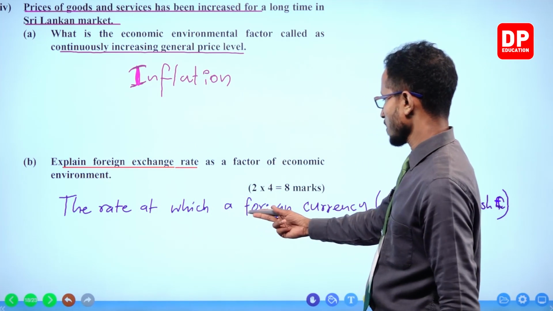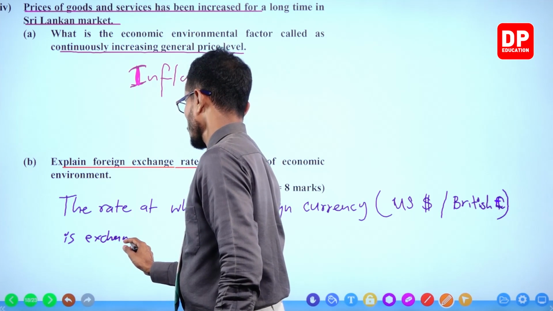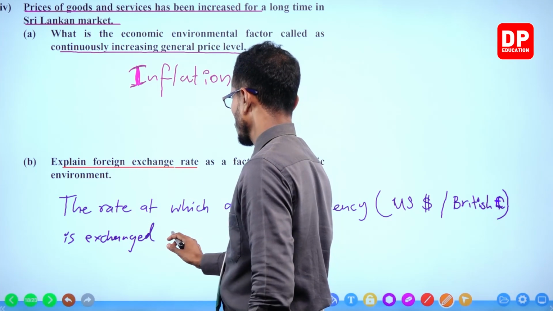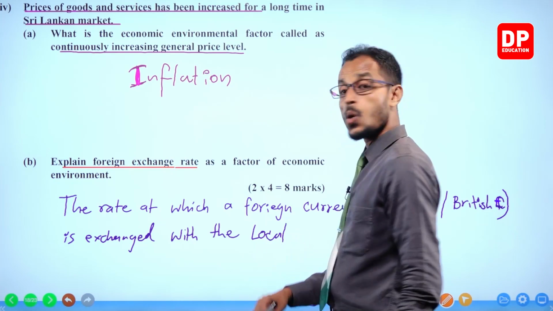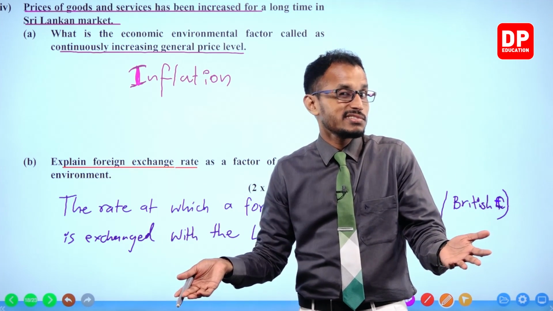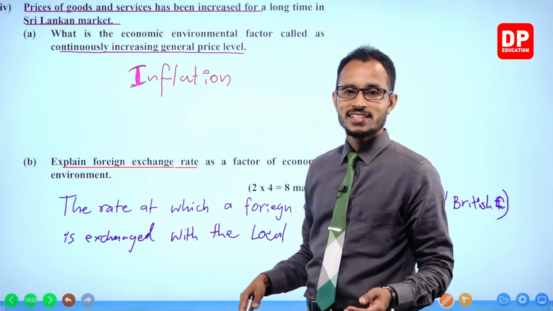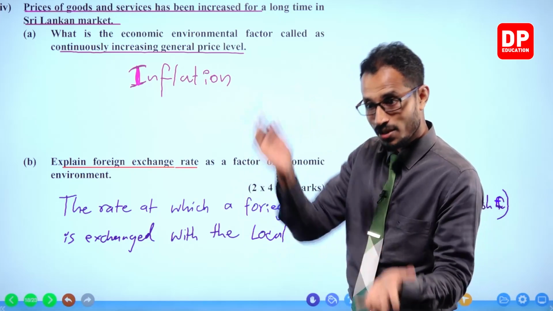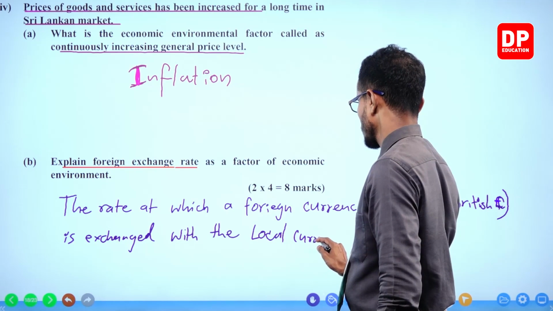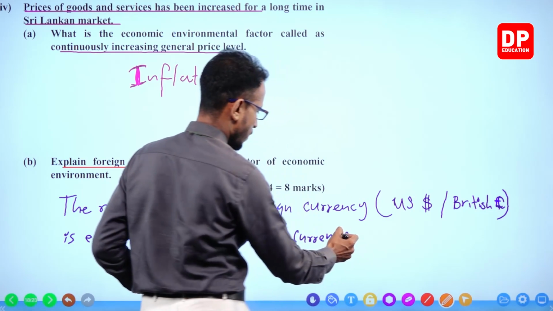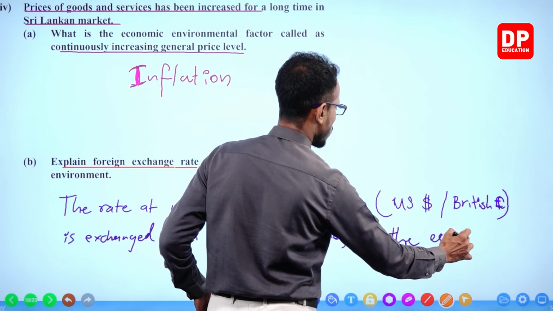What is the rate at which a foreign currency is exchanged with the local currency? Our currency is called local currency. It doesn't mean local badu. Local currency doesn't mean that it's duplicate or low in quality. No, that is not the meaning actually. Local means domestic, inside our country. Local currency, that is the rupee, in the economy. Got it?